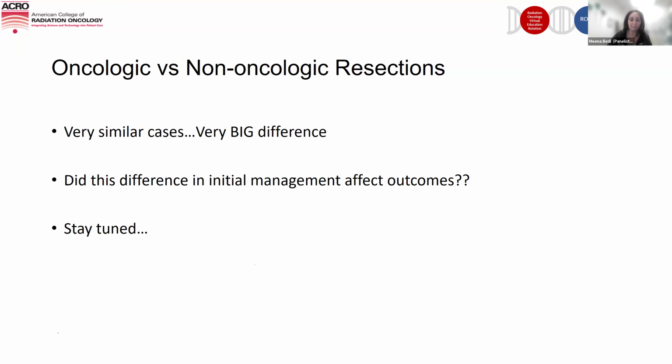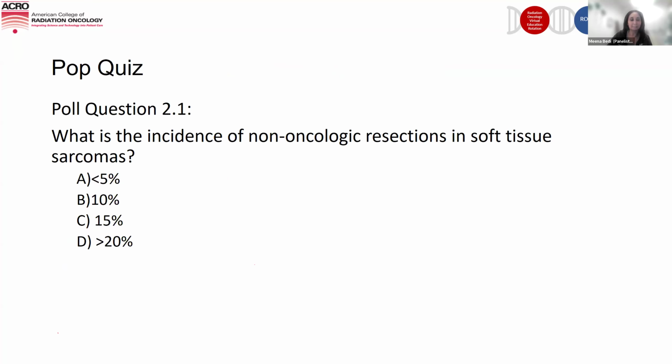So we have, as I mentioned before, very similar cases, but one very big difference. And the question is, does this difference in the initial management affect outcomes? And so we'll chat about that a little bit later at the end of the slide deck. Next slide, please. So that gets us to our first poll question. What is the incidence of non-oncologic resections in soft tissue sarcomas?